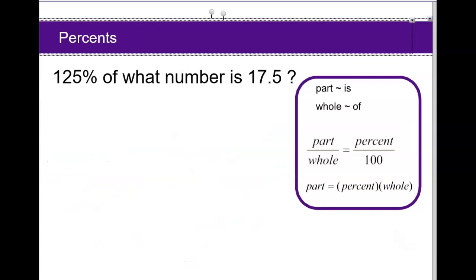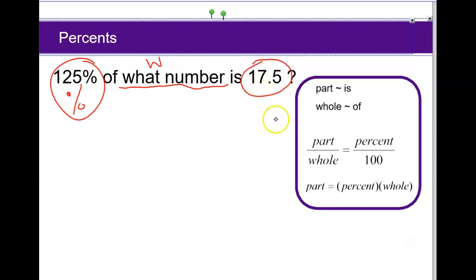All right, here's another example. 125% of what number is 17.5? So again, let's try to identify the percent, the part, and the whole, right? This is definitely the percent here. We're told it's a percent of what number? That keyword "of" kind of points us to the whole. So 125% of what number? That's the whole. 17.5 represents 125% of something. So that 17.5 is the part.